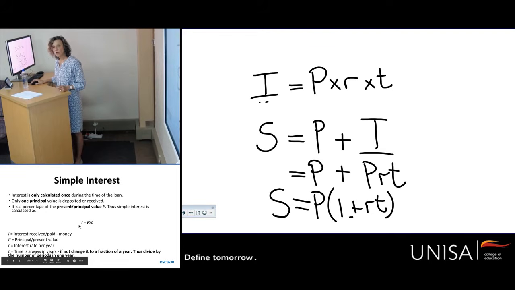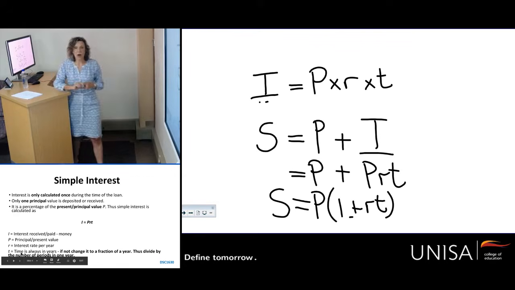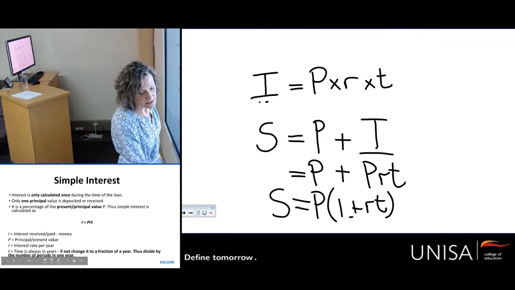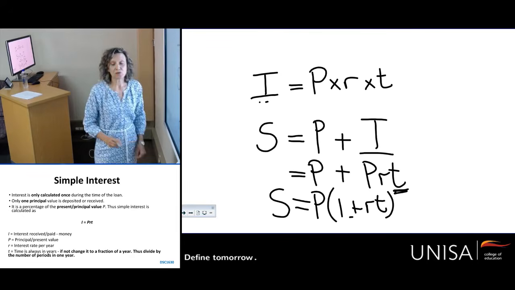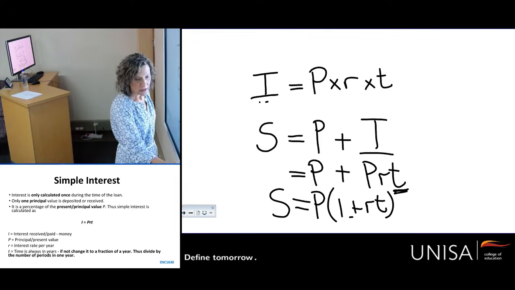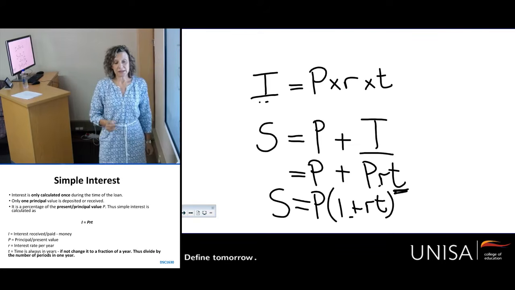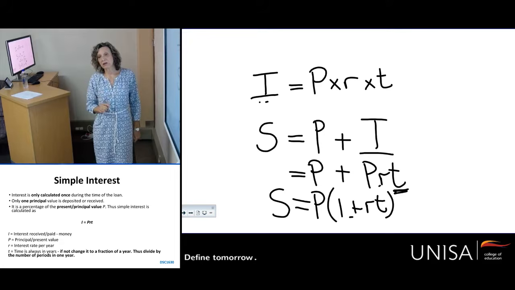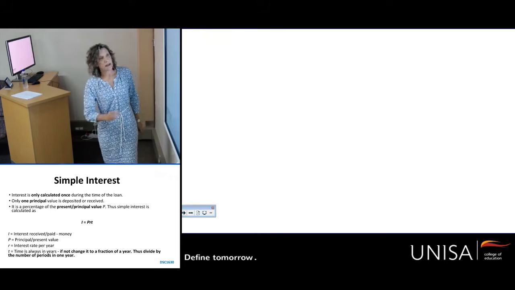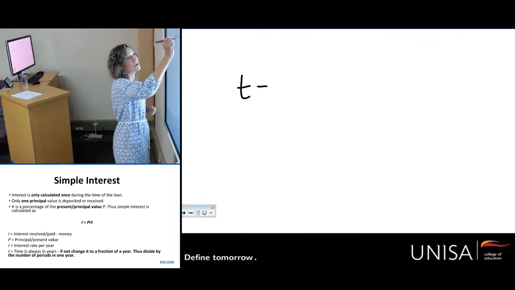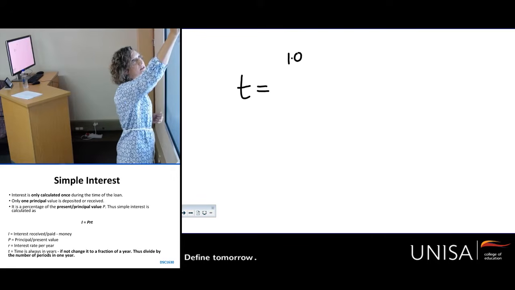There's the formula on the board on our PowerPoint. I equals PRT, with P being the principal or the present value now, R the interest rate, and T the time. While we're at it, I just want to emphasize T. Guys, T must always be in years. Why? Because your interest rate R is per year, so T must also be in years. Now, what happens if I say I'm investing it for, let's say, 10 weeks?